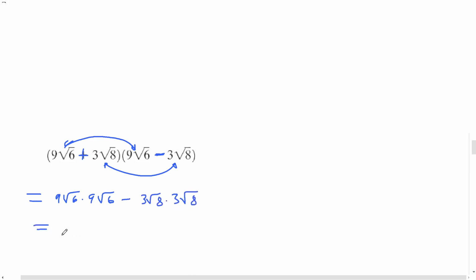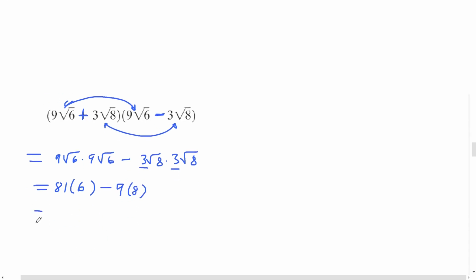Now 9 times 9, that's 81. I know the square root of 6 times the square root of 6 is 6. And for this side, we have 3 times 3, that's 9. And the square root of 8 times the square root of 8 is 8. We can simplify now. 81 times 6, that's 486. And 9 times 8, that's 72. And so if we subtract these two, we get 414.